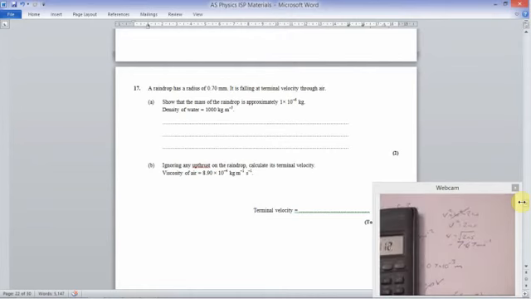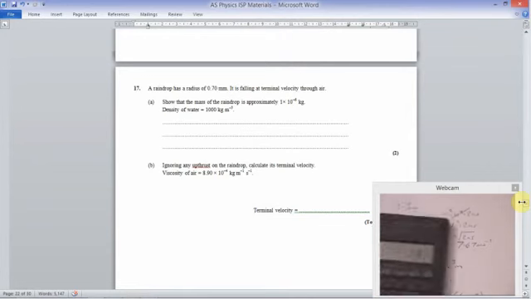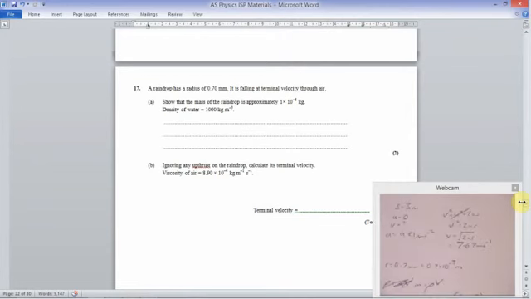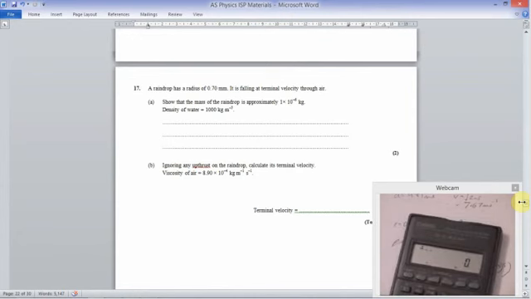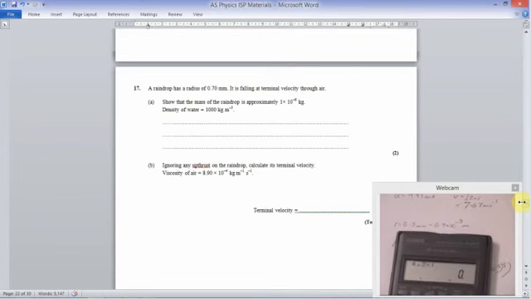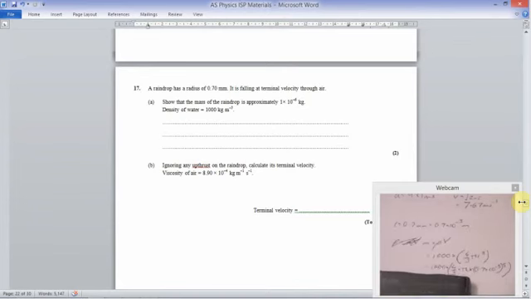Let's put it through here. I haven't shown my working there. Pause the video if you need to at this point before I carry on with the calculation. Okay, so it's 4/3 multiplied by pi times 0.7 exp minus 3, cubed. That's the volume, times 1,000.